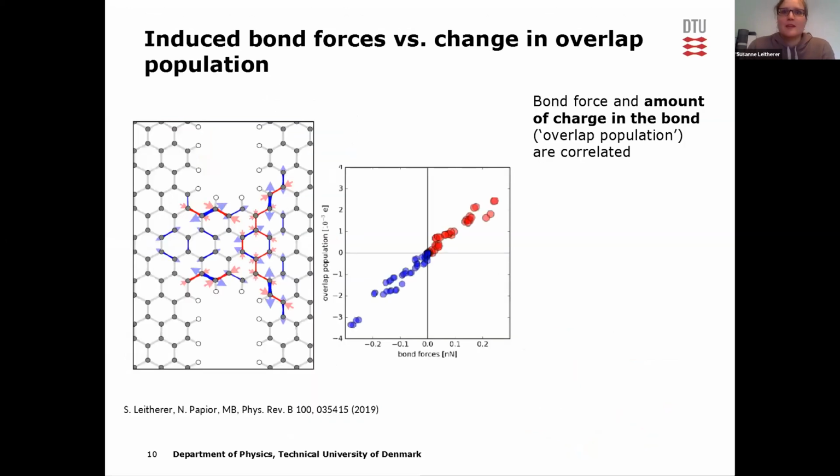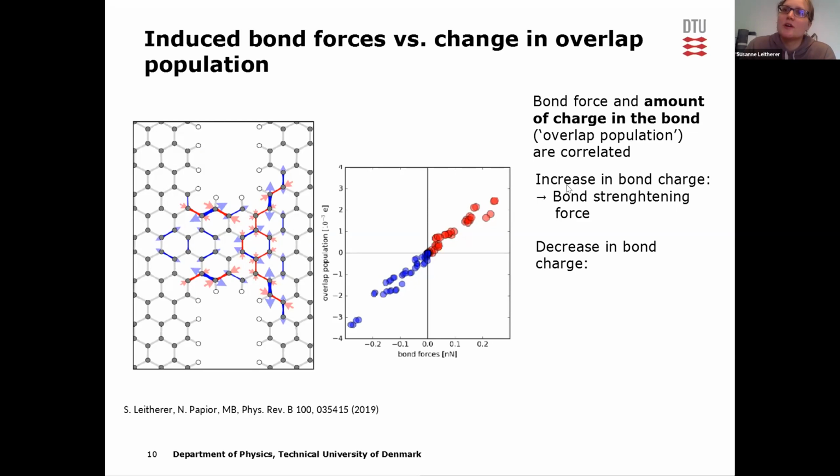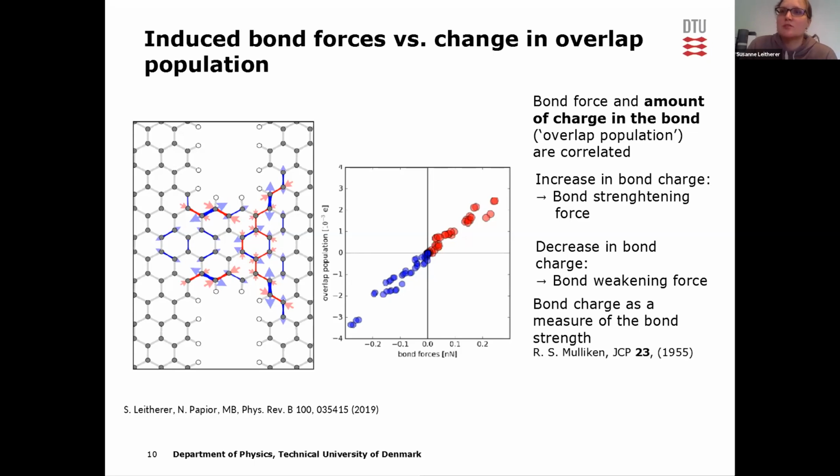Okay, so we could actually find that these induced bond forces and the change in the overlap population, this is a scatter plot here, are correlated. When you get an increase in bond charge, you see a bond strengthening force, and a decrease in bond charge is a bond weakening force. The idea to take bond charge as a measure of the bond strength was already suggested previously and studied also in other works.